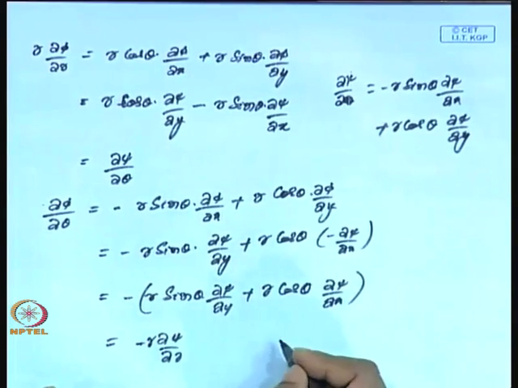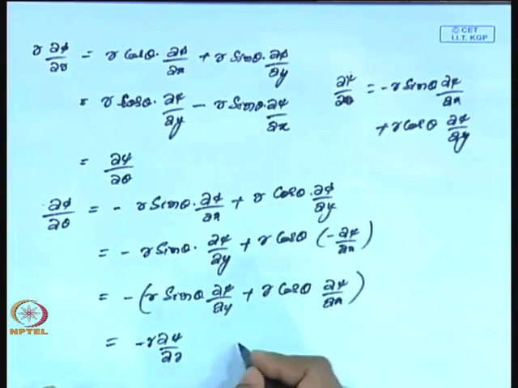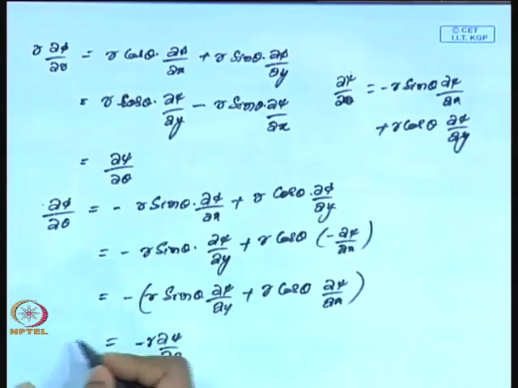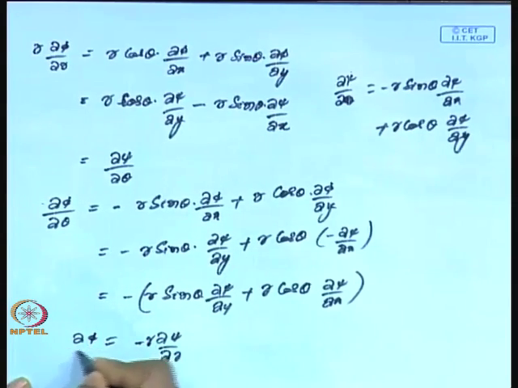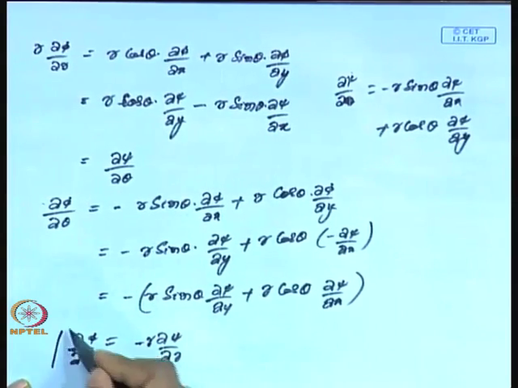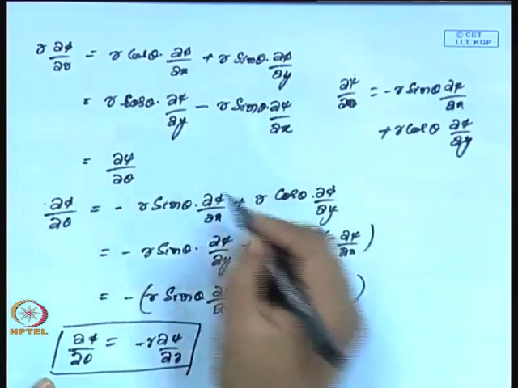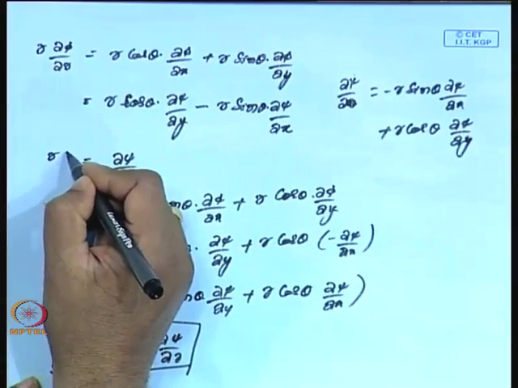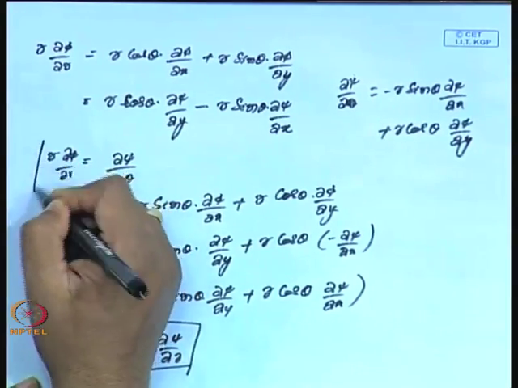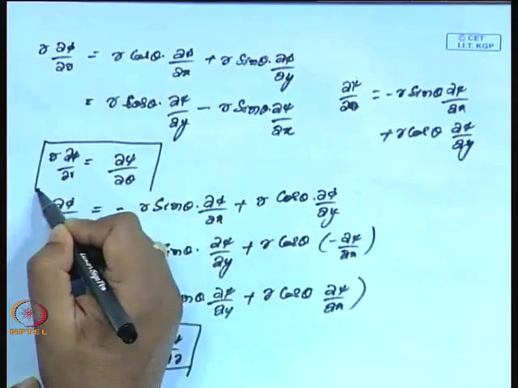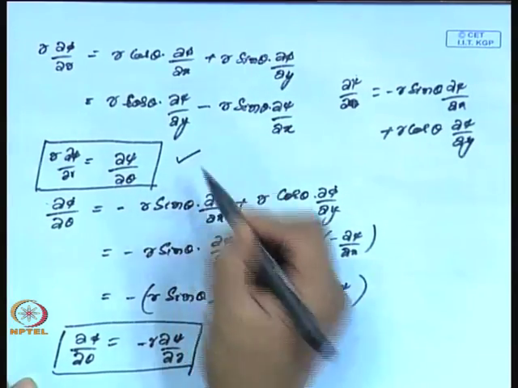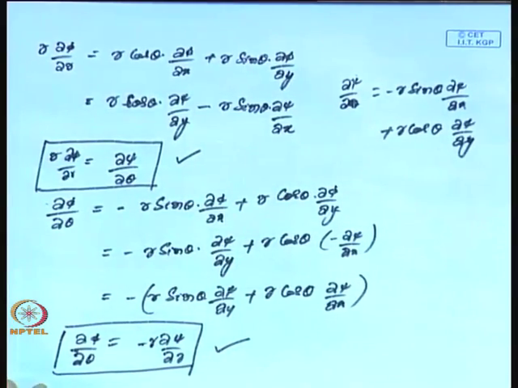Hence, from these two I get one relation, that del phi by del theta is minus r del psi by del r, and from the other I get the same as r del phi by del r. So these two equations are the corresponding Cauchy-Riemann equations in the cylindrical polar coordinate.